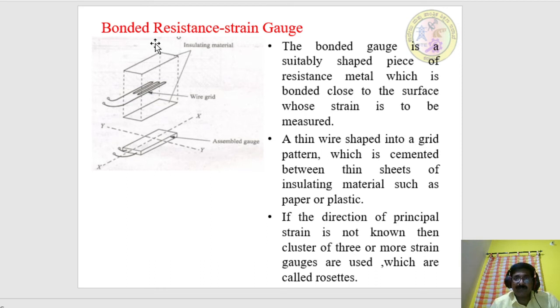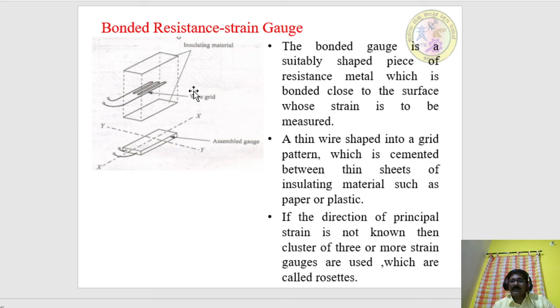In the case of bonded resistance strain gauges, this is a sketch which shows a bonded resistance strain gauge. See, this is an insulating material and this is the wire grid. In the x direction and y direction you can analyze from the view of an assembled gauge. Here in the top view you can see this is a wire grid which has been kept in the air, right?